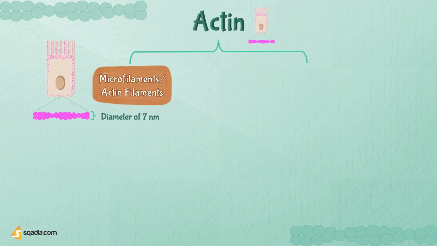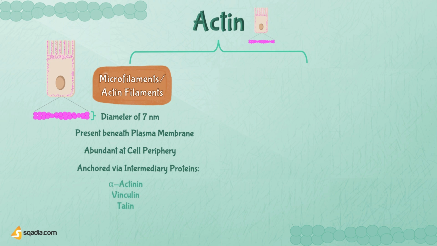Actin filaments are usually present just beneath the plasma membrane and are abundant at the periphery of the cell, where they are anchored to the cell membrane through one or more intermediary proteins, like alpha-actinin, vinculin, talin, and the other ones are thin filaments in muscle fibrils.